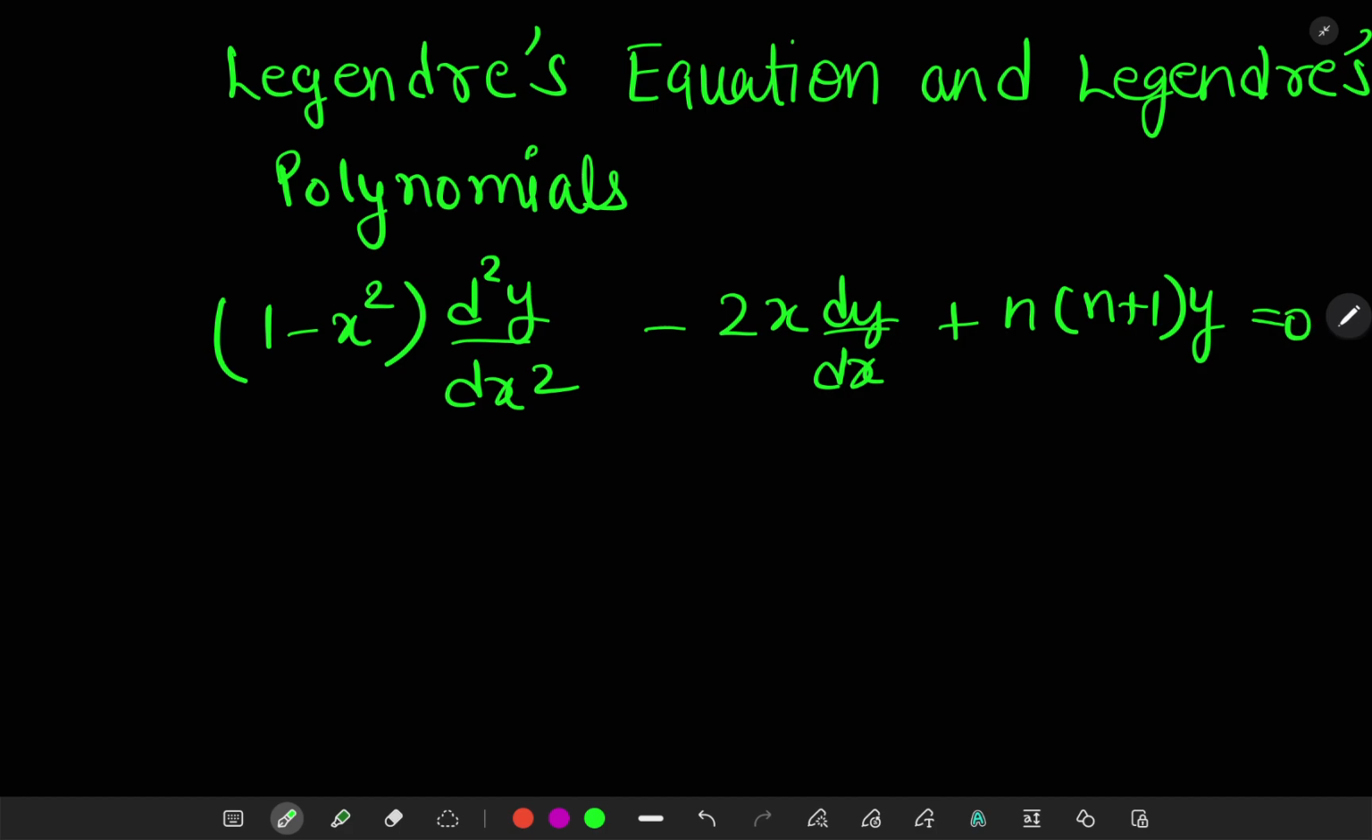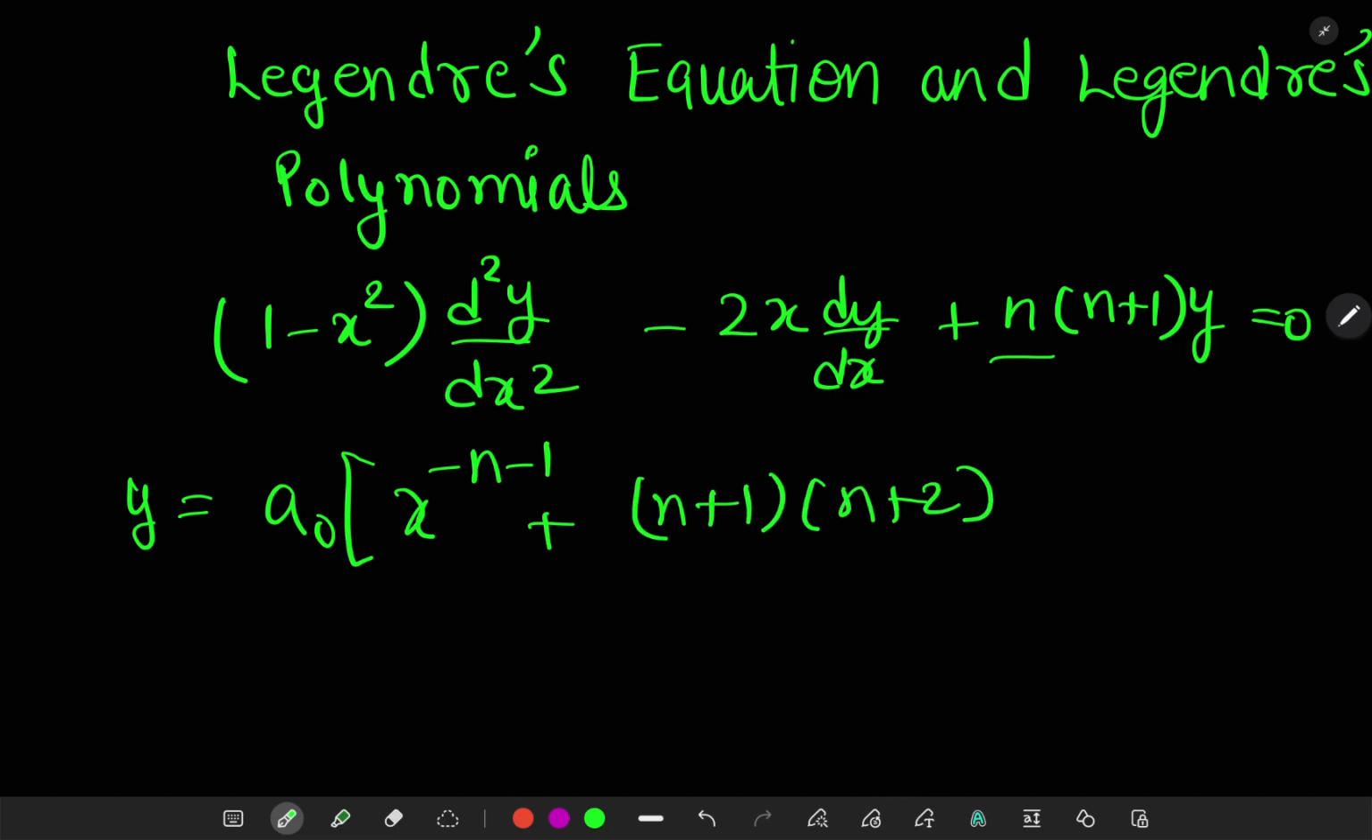Here n is a parameter, a real number. Using the power series method, we find the solution of this differential equation.